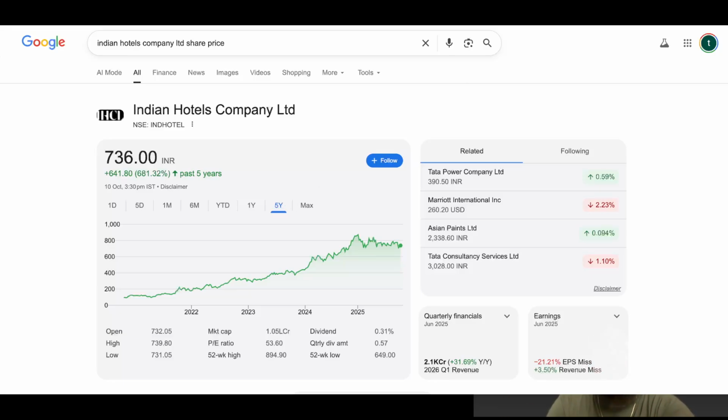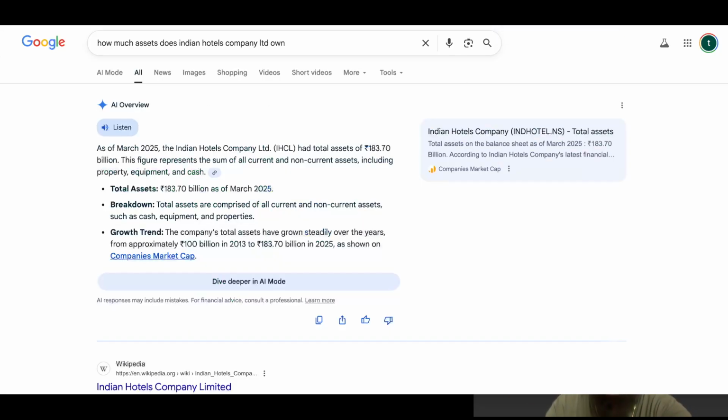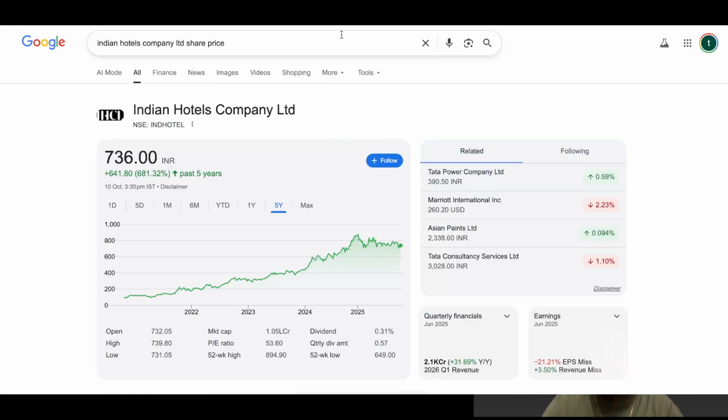So how much does Indian Hotels Company have? They have 183.7 billion rupees under them. It's a big amount. Isn't that just beautiful? Such companies are always safe investments compared to the other stocks.